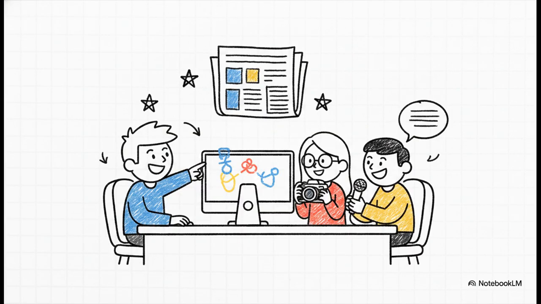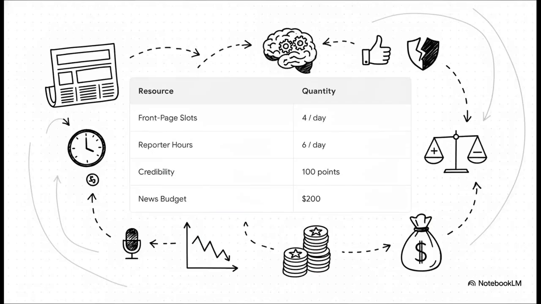Section 1. The Anatomy of the Newsroom. In this English language arts simulation, teams of 3 to 4 students take over their school's online newspaper, the Spark City Tribune, and every single team starts out with identical, highly limited resources. We're talking 4 front-page slots, 6 reporter hours per day, 100 credibility points, and a tight $200 news budget. Instantly, these abstract editorial decisions are transformed into a high-stakes resource management game. Every single choice either builds trust or it burns it to the ground.